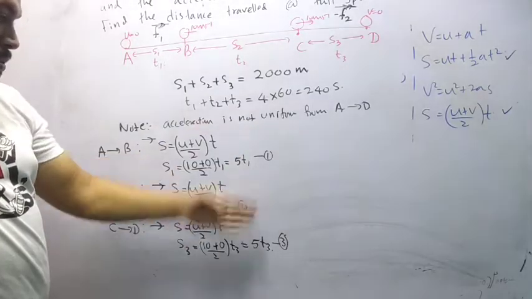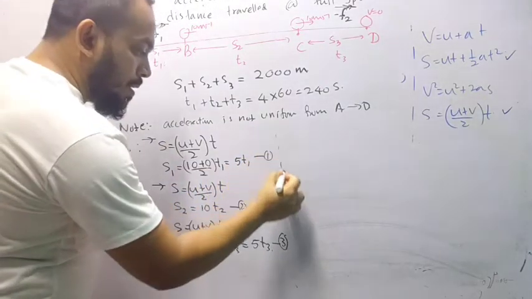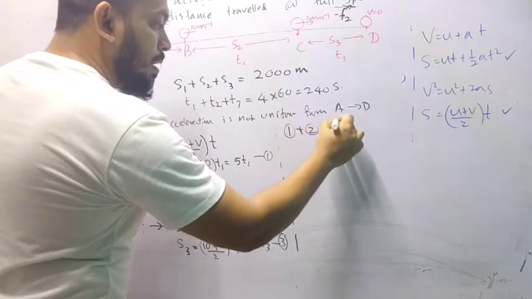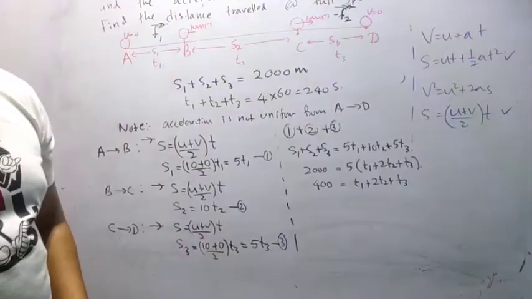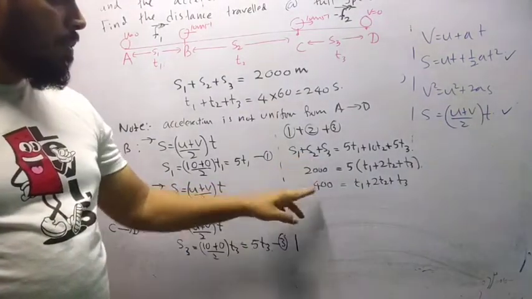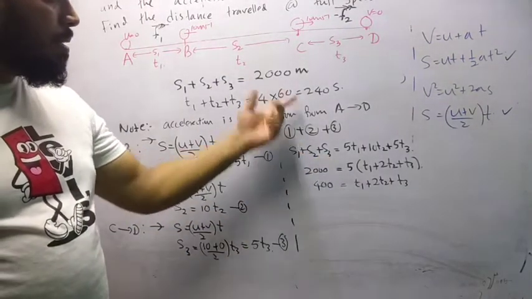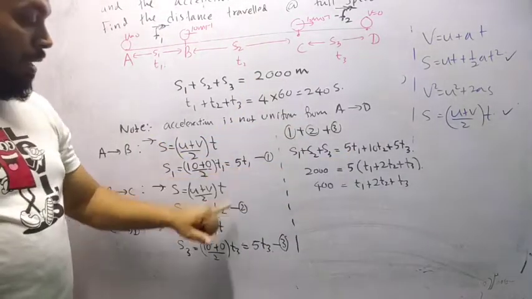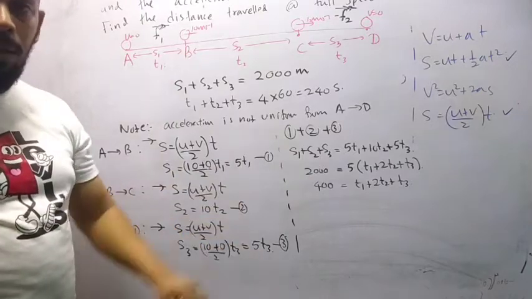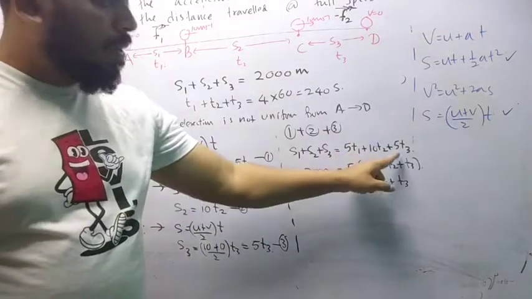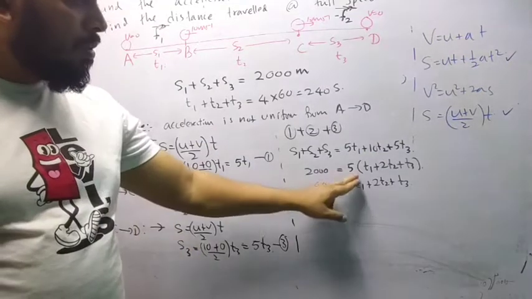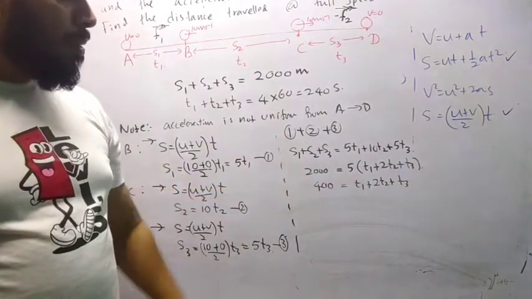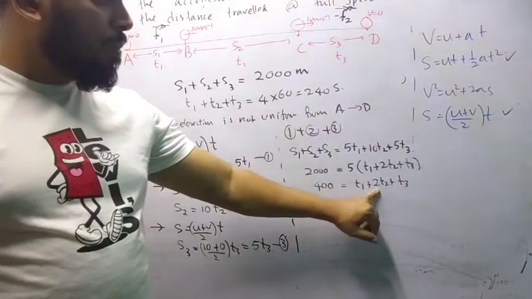Let's add these three up. S1 plus S2 plus S3 is 2000 meters. On the other side we have 5 T1, 10 T2, 5 T3. 5 is common, so we factor it out: 5 times (T1 plus 2 T2 plus T3). When we divide by 5, we get 400 equals T1 plus 2 T2 plus T3.